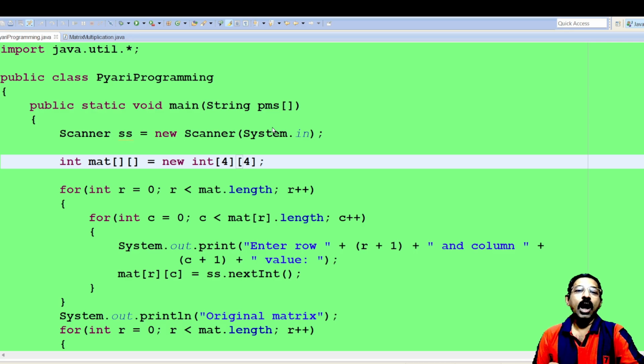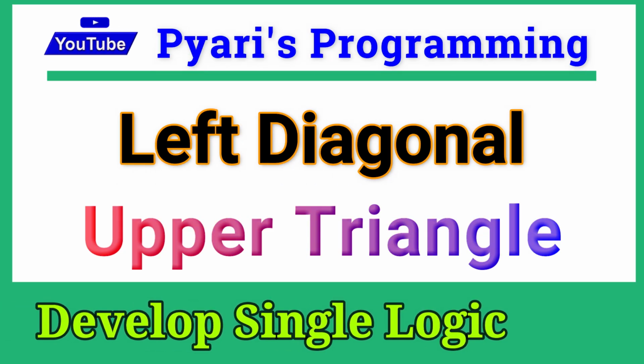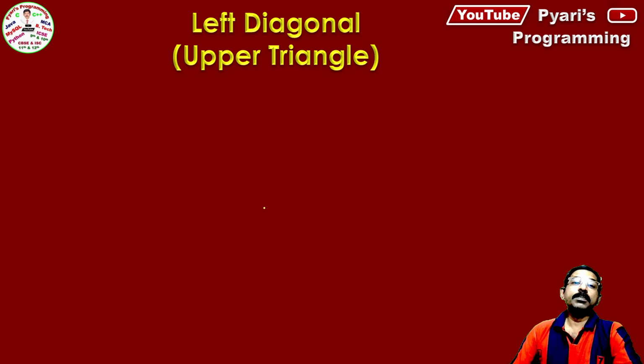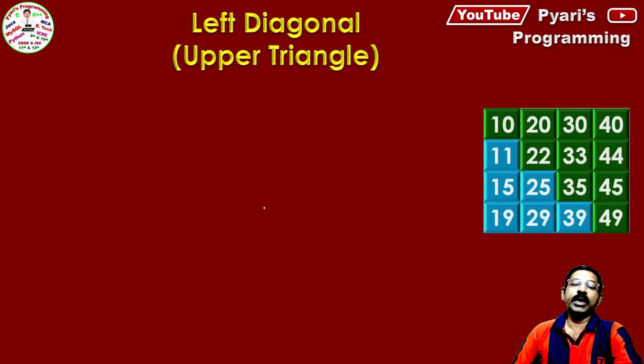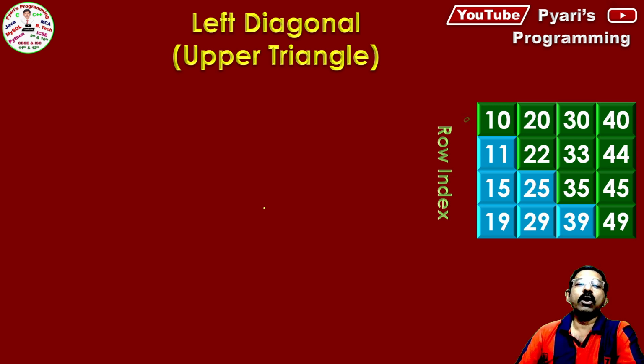So let's check how we can display the upper part. Now we'll learn how we can display the upper triangle of the matrix. With the same mechanism, we'll learn how to develop the trick on our own.